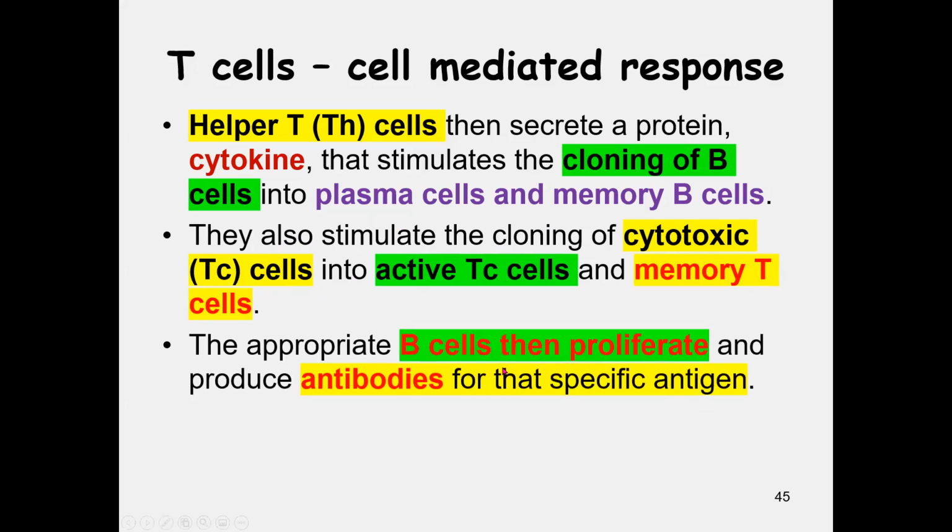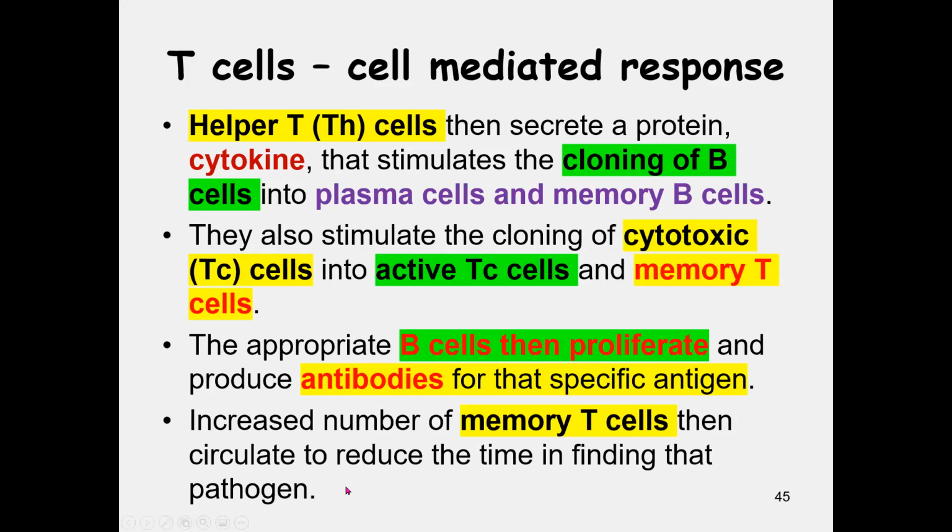So these guys then, you get this proliferation, this massive, very rapid reproduction of the B cells, specific B cells, which then produce the very specific antibodies for that antigen. So it's a whole sequence of events to get rid of whatever's attacked us.